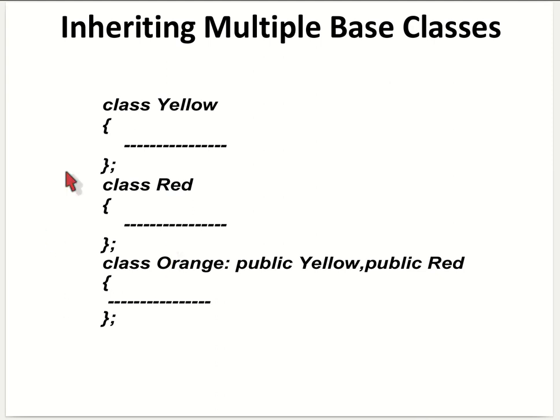This is how we can write it as an example. Class yellow, class red, and this class orange is inheriting public yellow and public red. All the elements which are protected will be protected here, and public will be public here. All the protected and public members of yellow and red will be accessible inside orange.